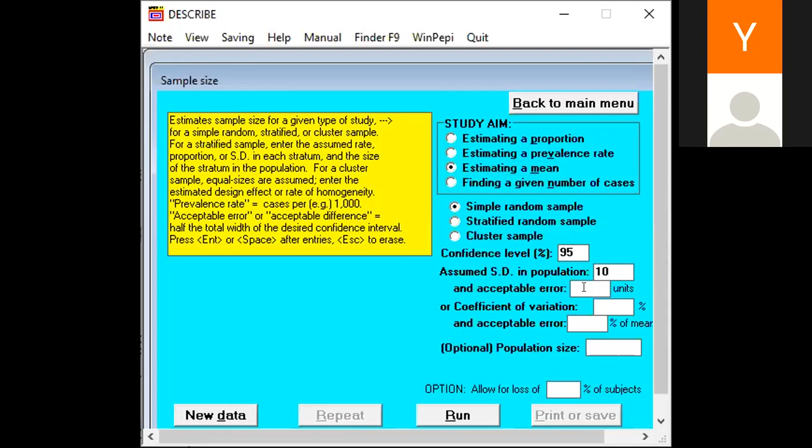If the mean weight is around 70, and you don't want your acceptable error to be more than 5%, you can calculate that if the mean is 70, you don't want to miss the real value by more than 5%. What is 5% of 70? That would be 3.5. But 10% of 70 is 7. Let's put 3.5 there.